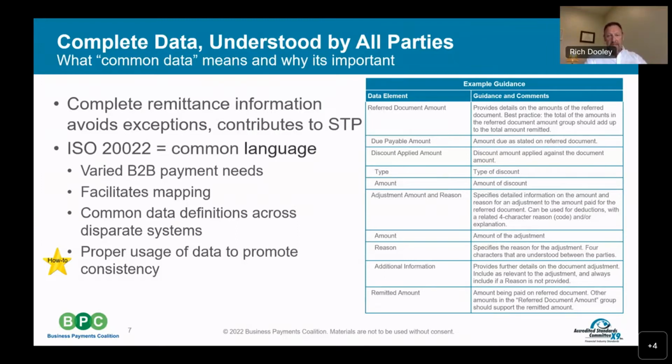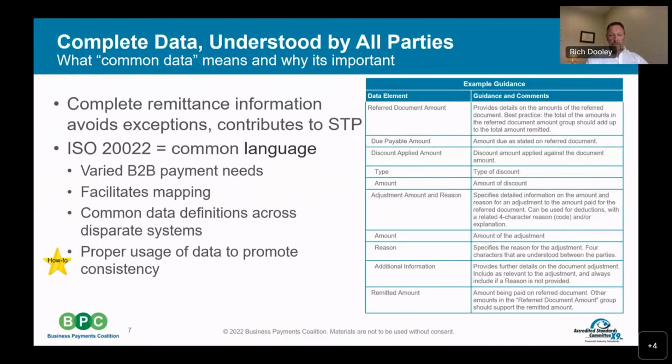So for many payments, end users need to send and receive limited and common content regardless of the payment type. So very often it's pretty common stuff. It's relatively simple. The guidance shows how to standardize the use of common content for more efficient business processes. So think, for example, simple stuff, right? Invoice number, invoice date, deductions, things like that. You can see some of that information here.